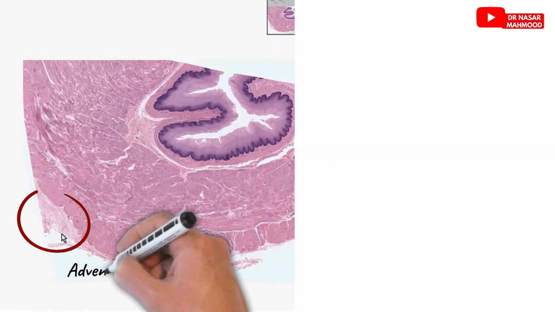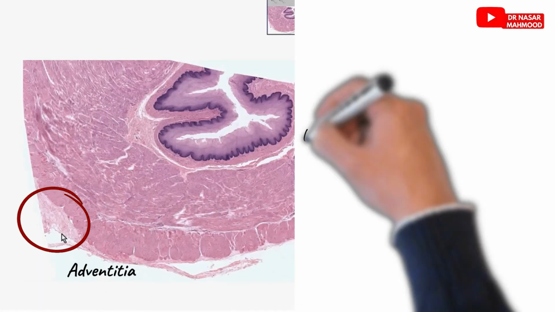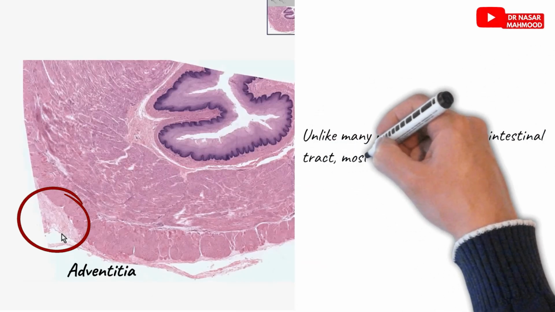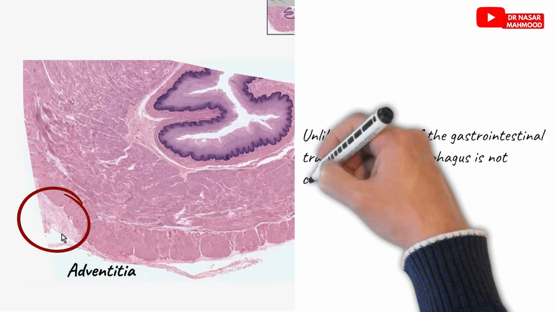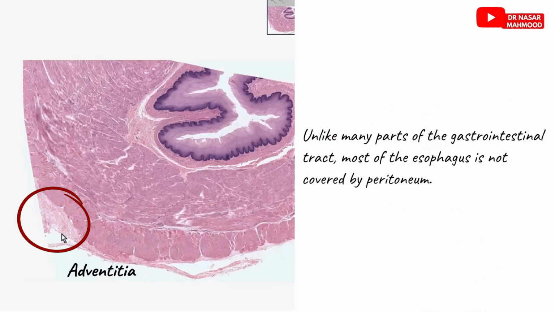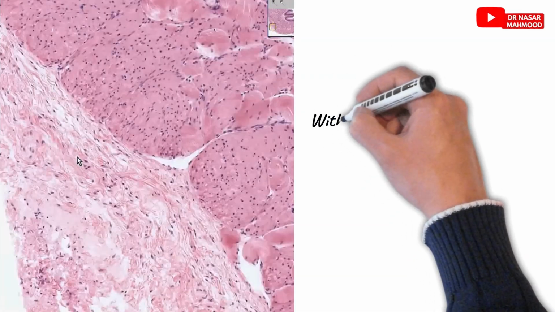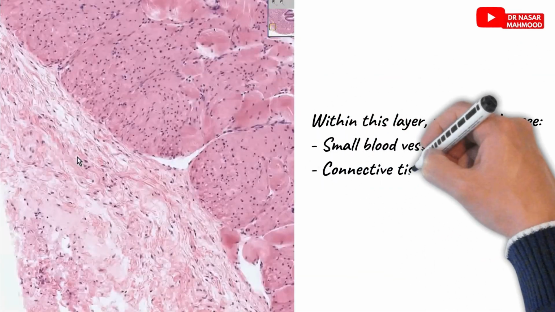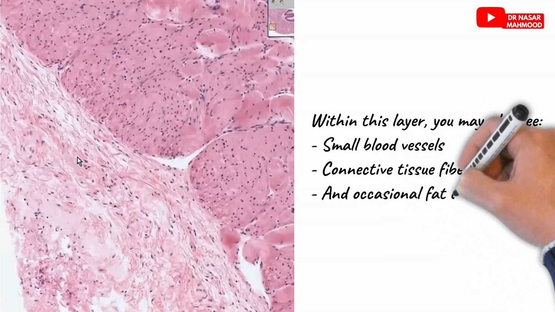The outermost layer of the esophagus is usually the adventitia. Unlike many parts of the GI tract, most of the esophagus is not covered by peritoneum. Instead, it is surrounded by loose connective tissue, which anchors the esophagus to the surrounding tissues. Within this layer, you may also see small blood vessels, connective tissue fibers, and occasional fat cells.